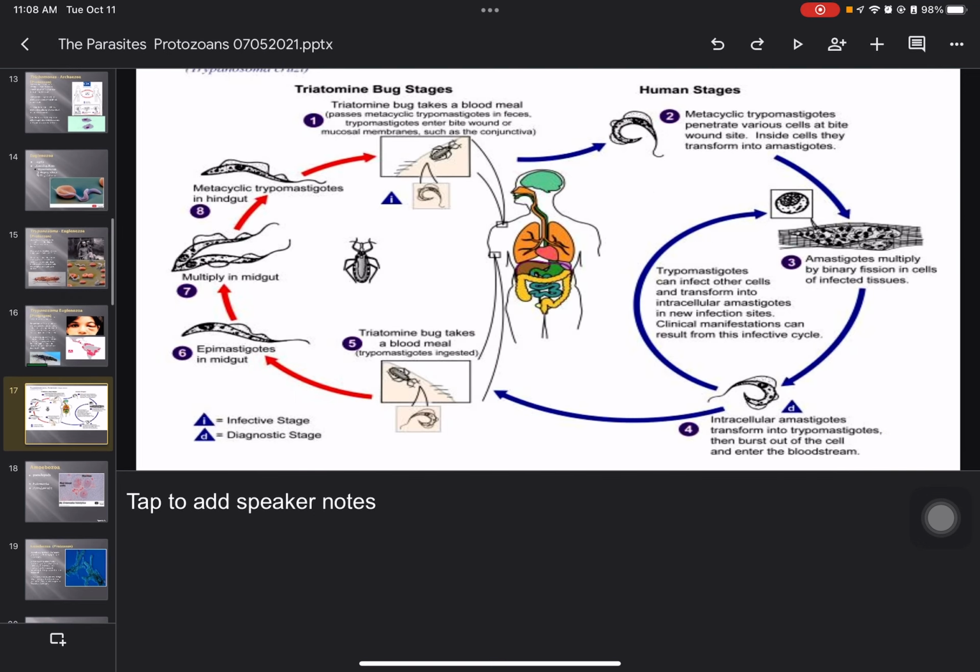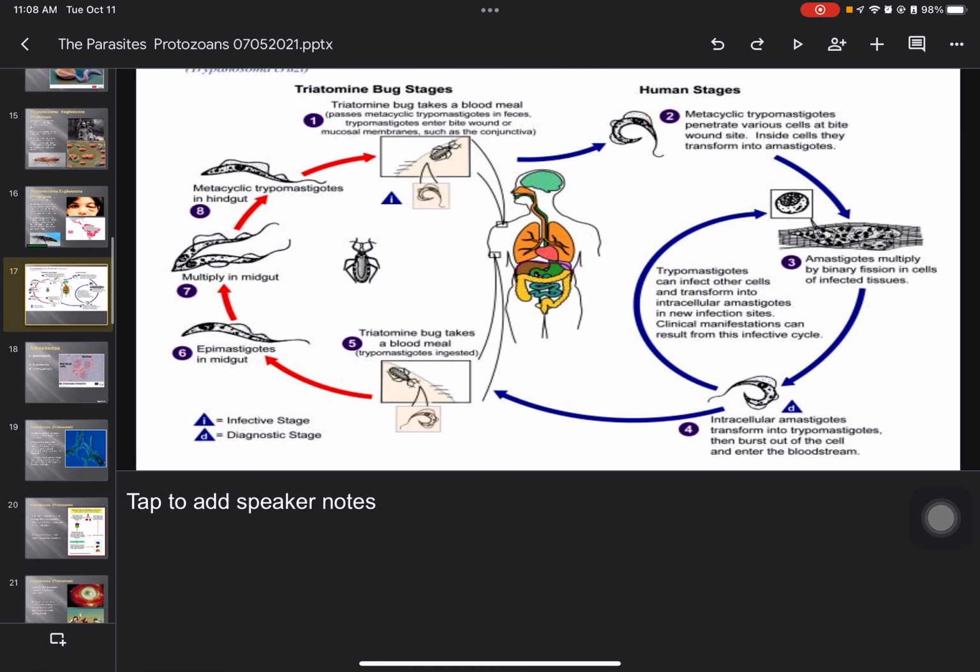Very complicated life cycle. I don't expect you to know any of the life cycles except malaria, okay? Because it's a really good one. There's 38 steps. You're not going to have to know 38 steps. I will shrink it down significantly. Okay?